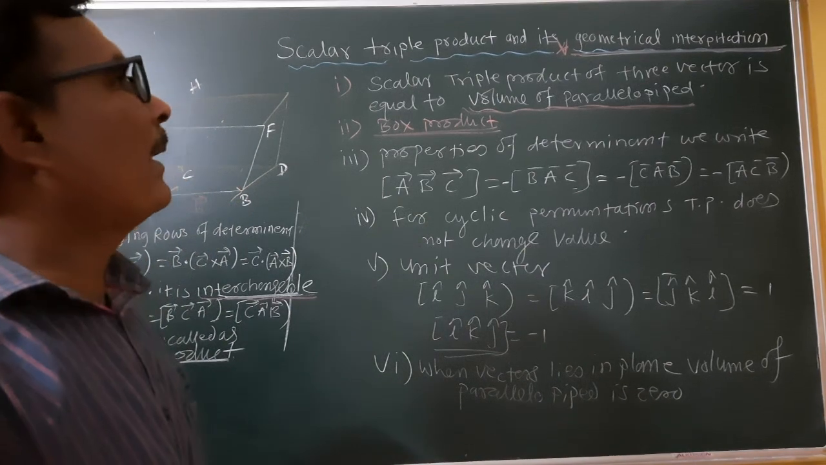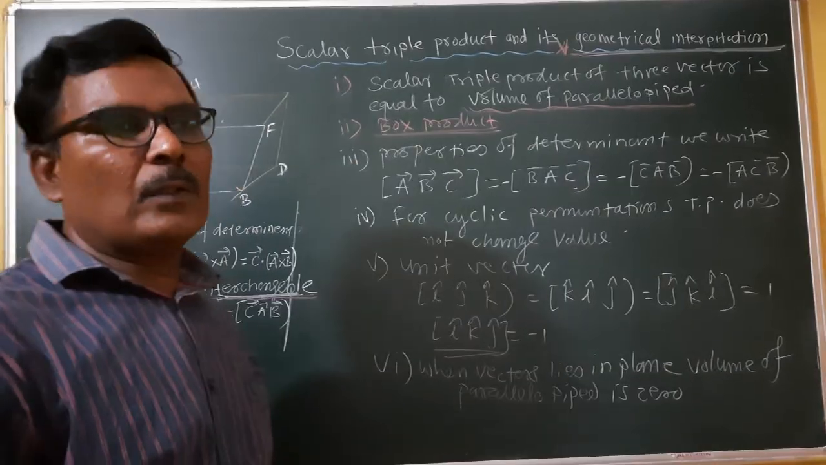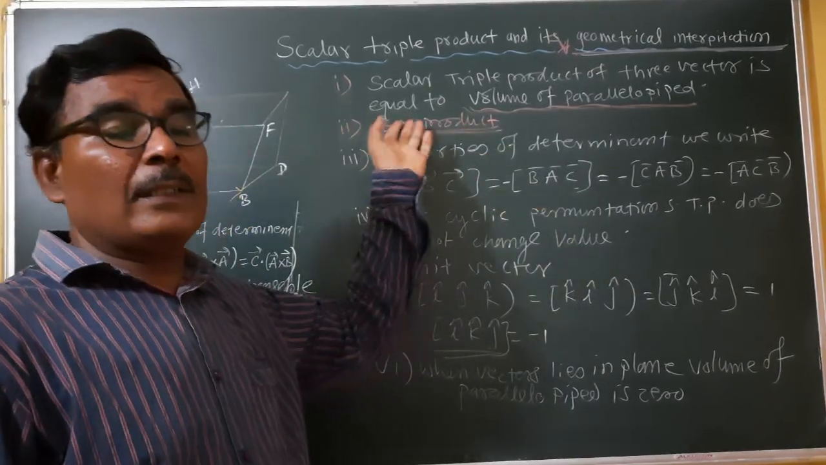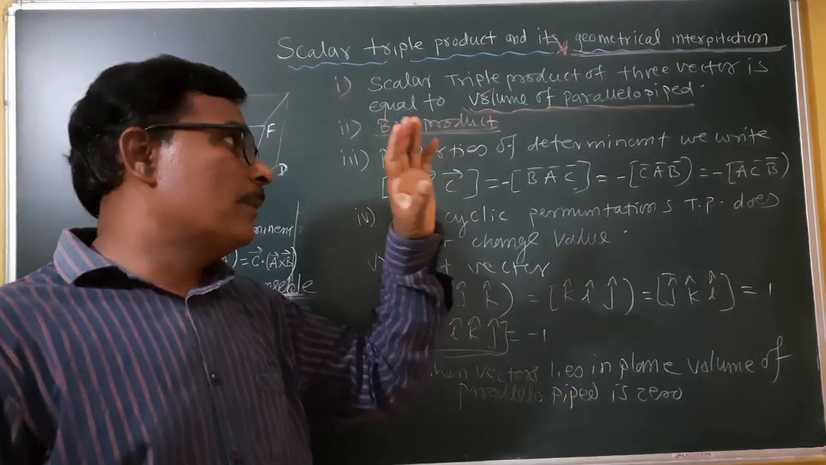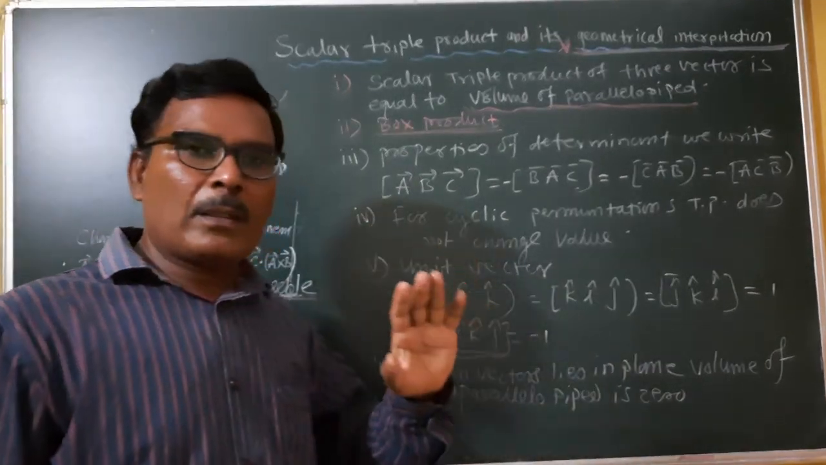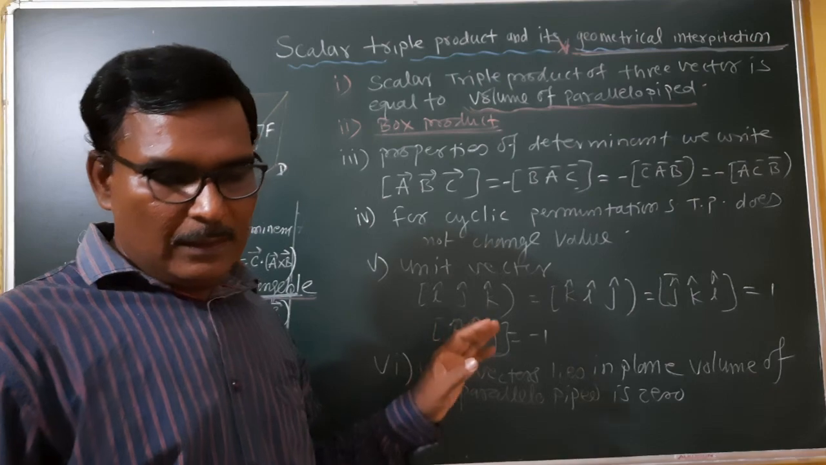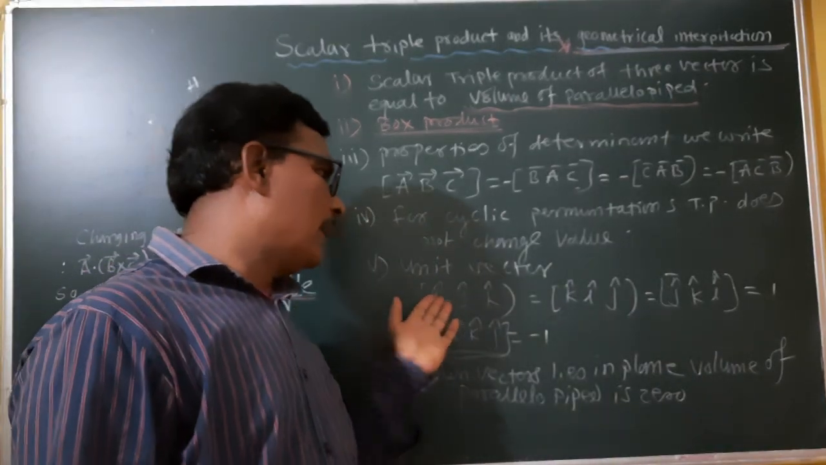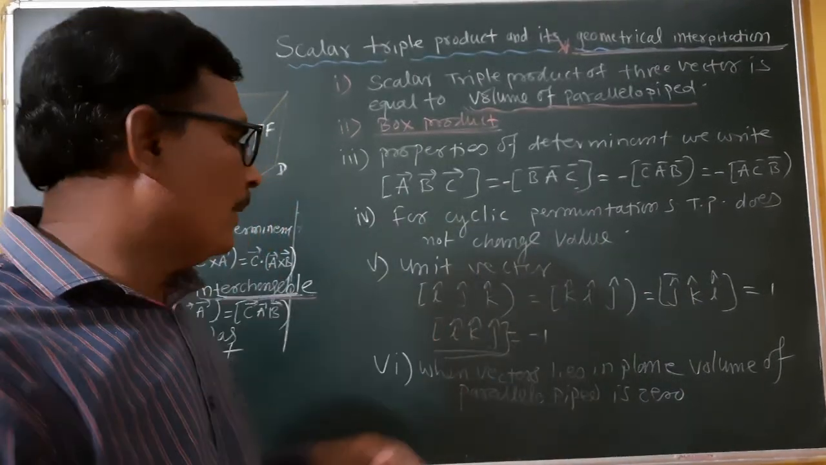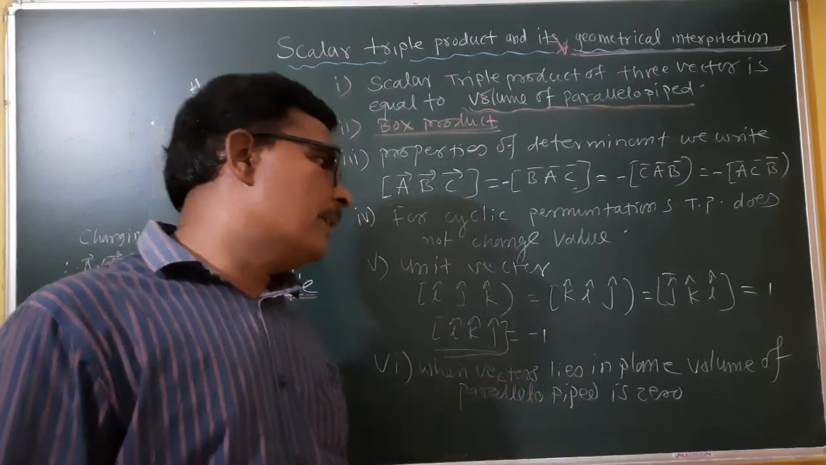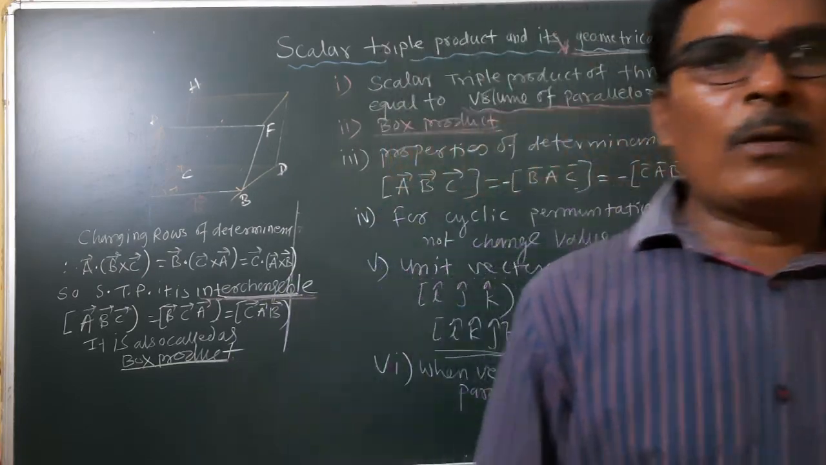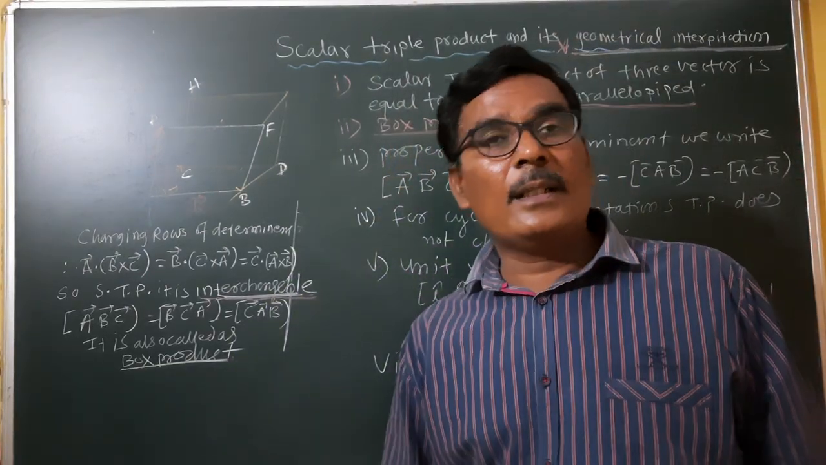These are some geometrical interpretation discussions. We have to say that the scalar triple product of three vectors is equal to the volume of a parallelepiped. The scalar triple product of three vectors is also called a box product, and the properties of determinants can be expressed in this way. For cyclic permutation, the scalar triple product does not change. For anticyclic permutation, it becomes negative. For unit vectors, the box product in cyclic order is 1, and anticyclic it is -1. When the vectors lie in the plane, the volume of the parallelepiped is 0. This is called the scalar triple product.